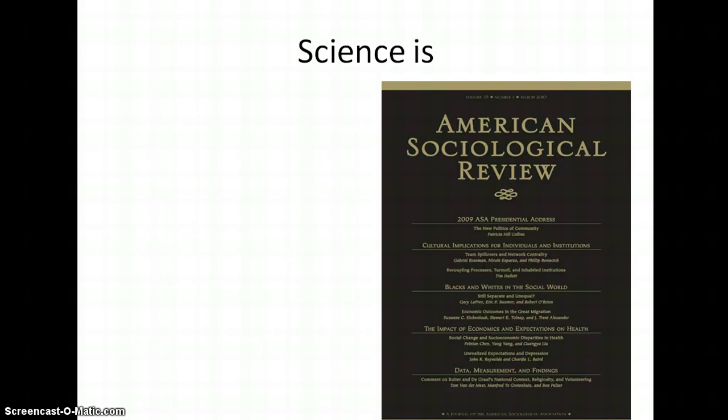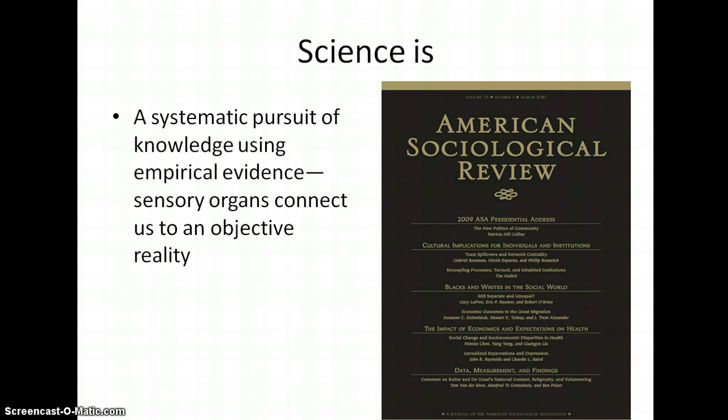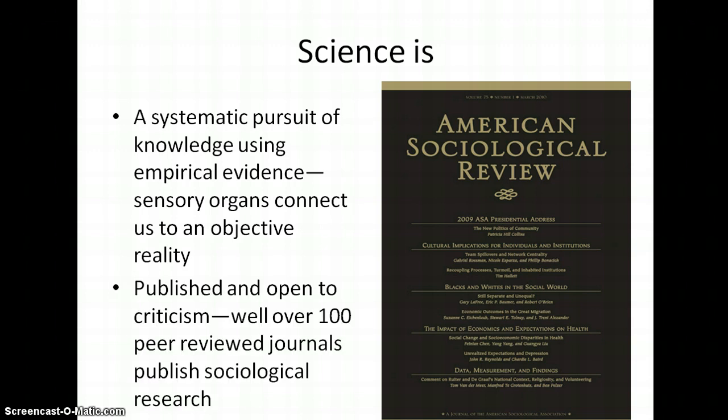What is science? Science is a systematic pursuit of knowledge using empirical evidence. Things that can be seen, smelled, tasted, touched, and heard. Not only by the scientists, but by others as well. We recognize that we humans are connected to our physical and social realities by our sensory organs. Science is published and open to criticism. We can hold scientists accountable. And we find well over 100 peer-reviewed journals that publish sociological research.